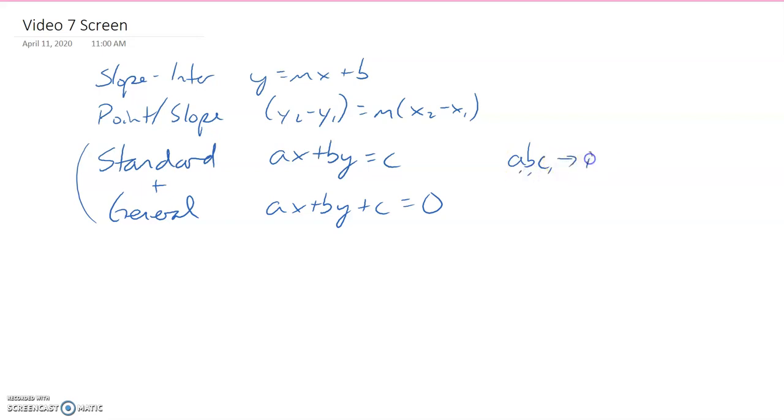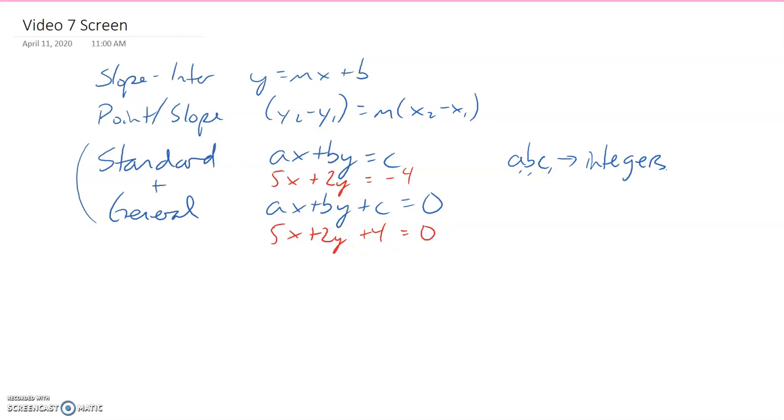These three are all integers, so there are no fractions or anything like that. The only difference between the two is the standard form has AX plus BY is equal to C, and the general form is equal to 0. Aside from that, there really isn't much difference between the two. For example, this could be 5x plus 2y is equal to -4. That would be the standard form. The general form of the exact same thing would be 5x plus 2y, and you'd add the 4 to both sides, so it'd be plus 4 on this side is equal to 0.